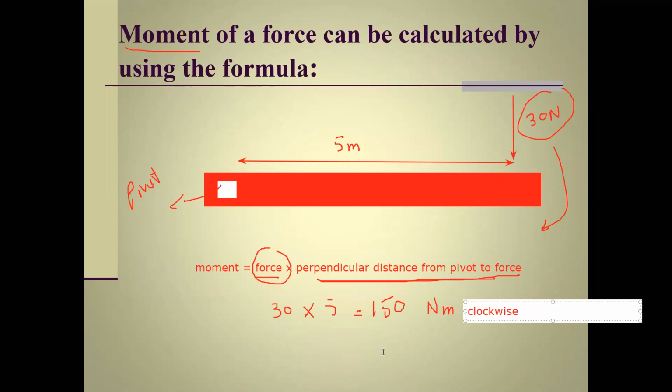Is the concept of the moment clear? When you apply force and the object rotates, you call that a moment. How to calculate the moment? It is force multiplied by perpendicular distance from pivot to the force, or the point of action of the force.